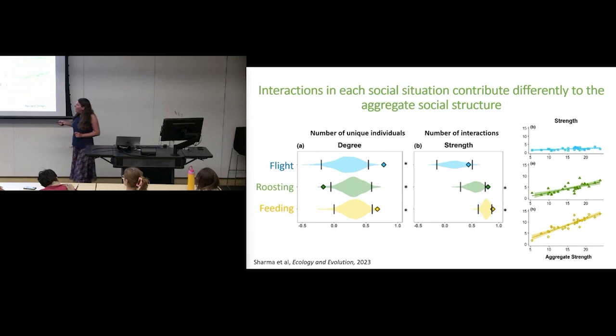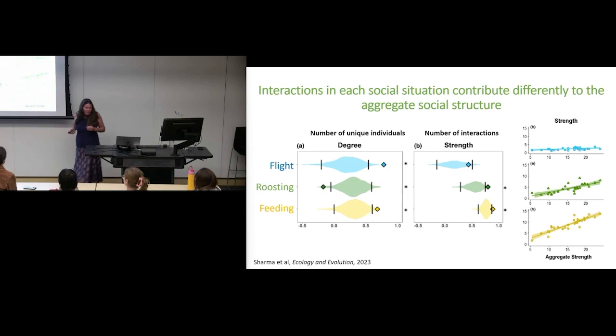So what we have here is a relationship between how many interactions an individual has when it's flying compared to how many interactions it has when we put all of these together. And we looked at this relationship between interactions in each layer and the aggregate. We found that this relationship is much stronger than expected at random, which are these violin plots.